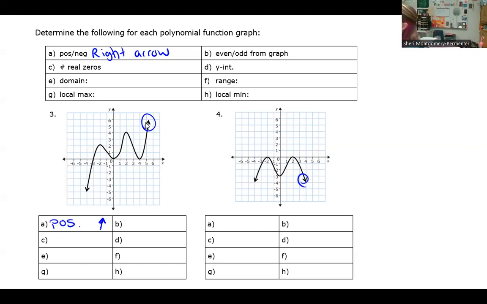So we read graphs from left to right. To identify if something is positive or negative, it's how it ends from left to right. So for number 4, would we say that's positive or negative? Negative. So it is pointing down. We would say that that one is negative.